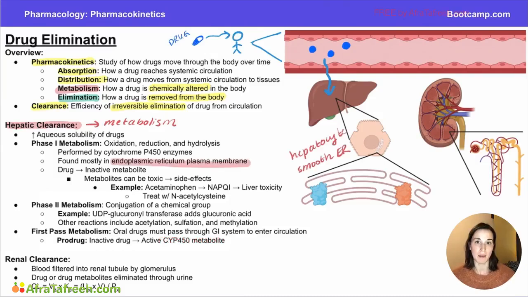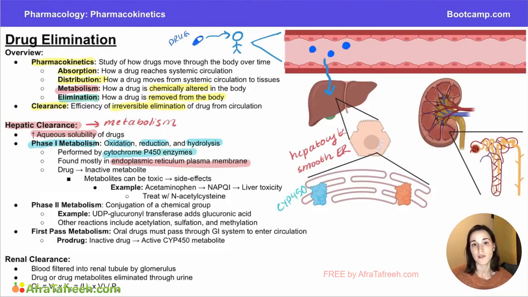The goal of liver metabolism is to make a drug more soluble in water so that it can be eliminated in the urine. There are two major phases of liver metabolism, phase 1 and phase 2, and drugs can either undergo just phase 1, just phase 2, or phase 1 followed by phase 2. Phase 1 metabolic reactions, which lead to either oxidation, reduction, or hydrolysis of the drug, are performed by a group of enzymes known as cytochrome P450 enzymes.